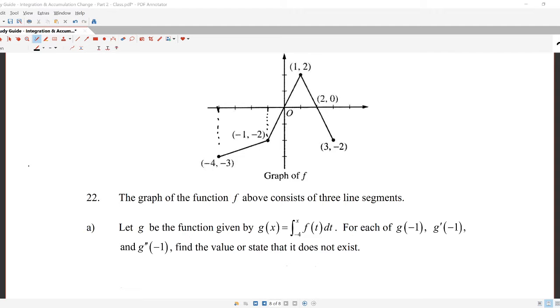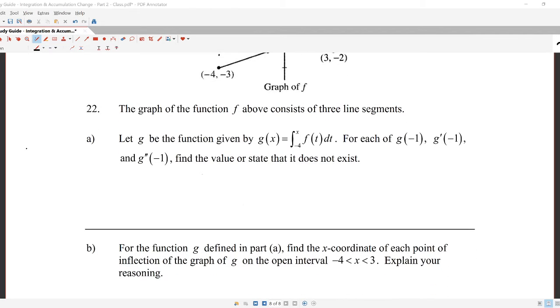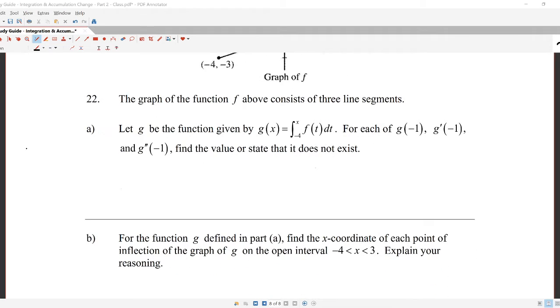All right, let's finish up with number 22. The graph of the function f above consists of three line segments. Let g be the function given by g of x equals the integral from -4 to x of f of t dt. For each of g of -1, g prime of -1, and g double prime of -1, find the value or state that it does not exist.